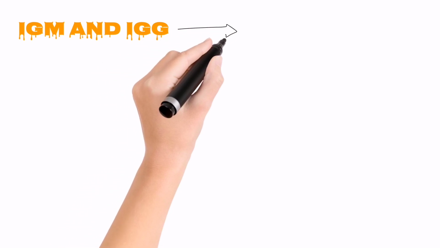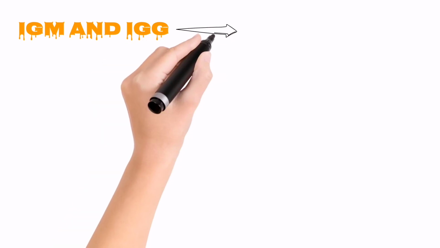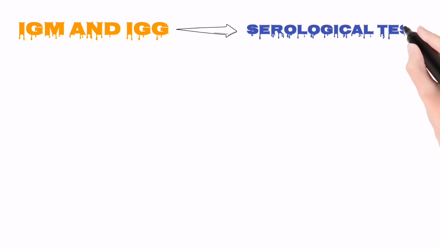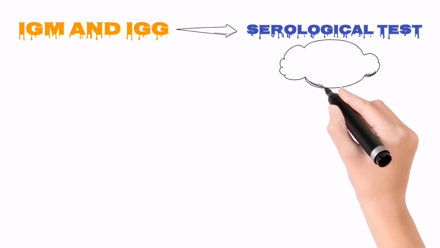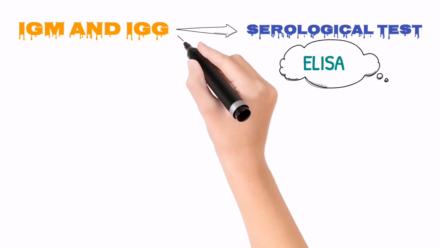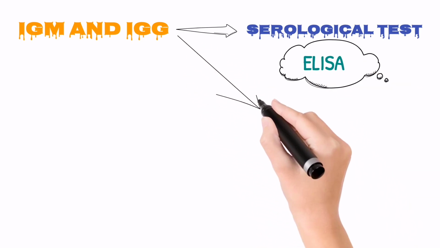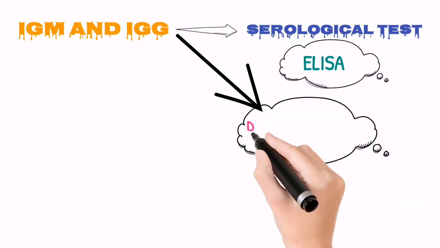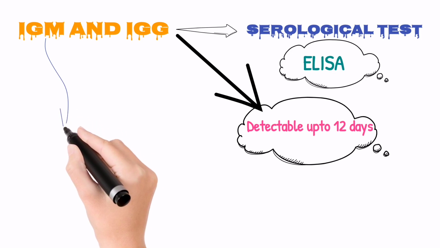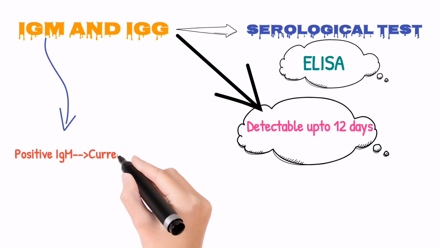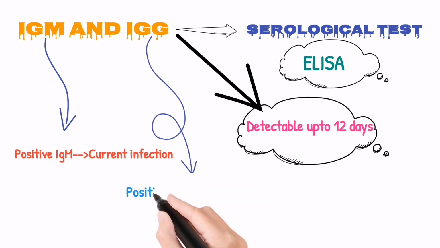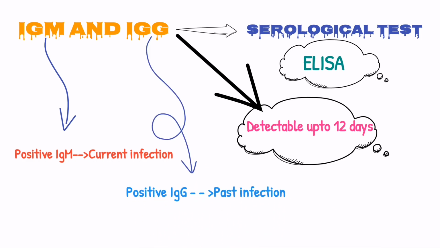The second test that is usually recommended is immunoglobulin M and immunoglobulin G. The IgM and IgG test is an ELISA-based serological test. It is detectable up to 12 days of the infection. Positive IgM means the infection is currently present, while positive IgG shows past infection.